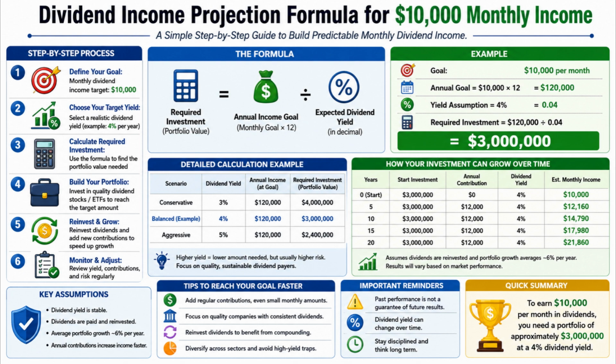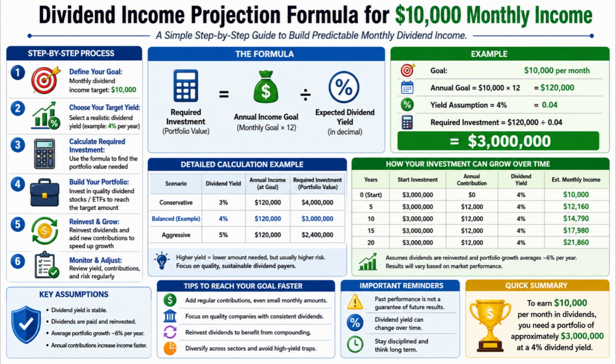Also, remember that all calculations in this example are projections. The assumptions include stable dividend yield, reinvested dividends, average portfolio growth, and consistent contributions. In real life, actual results can be different because of market performance, inflation, company earnings, interest rates, taxes, and investor decisions.